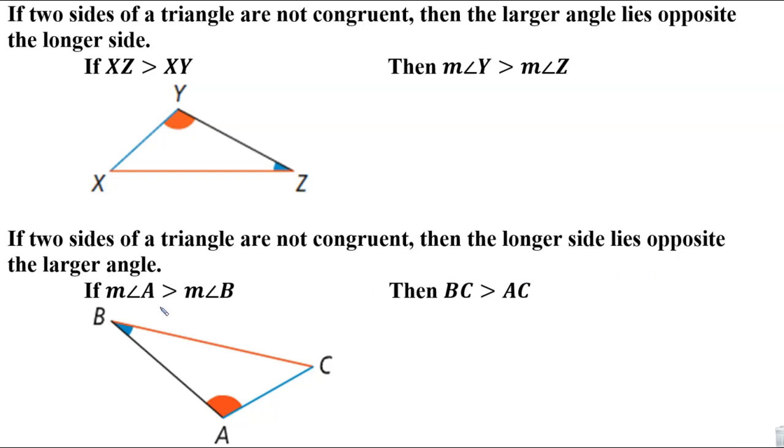If I have two angles of a triangle, A and B, and the measure of angle A is greater than the measure of angle B, so A is bigger than B, then BC, the side across from the bigger angle A, will have a greater length than AC, the side across from the smaller angle B. So this one's just saying that the bigger sides are across from the bigger angles, smaller sides across from the smaller angles.